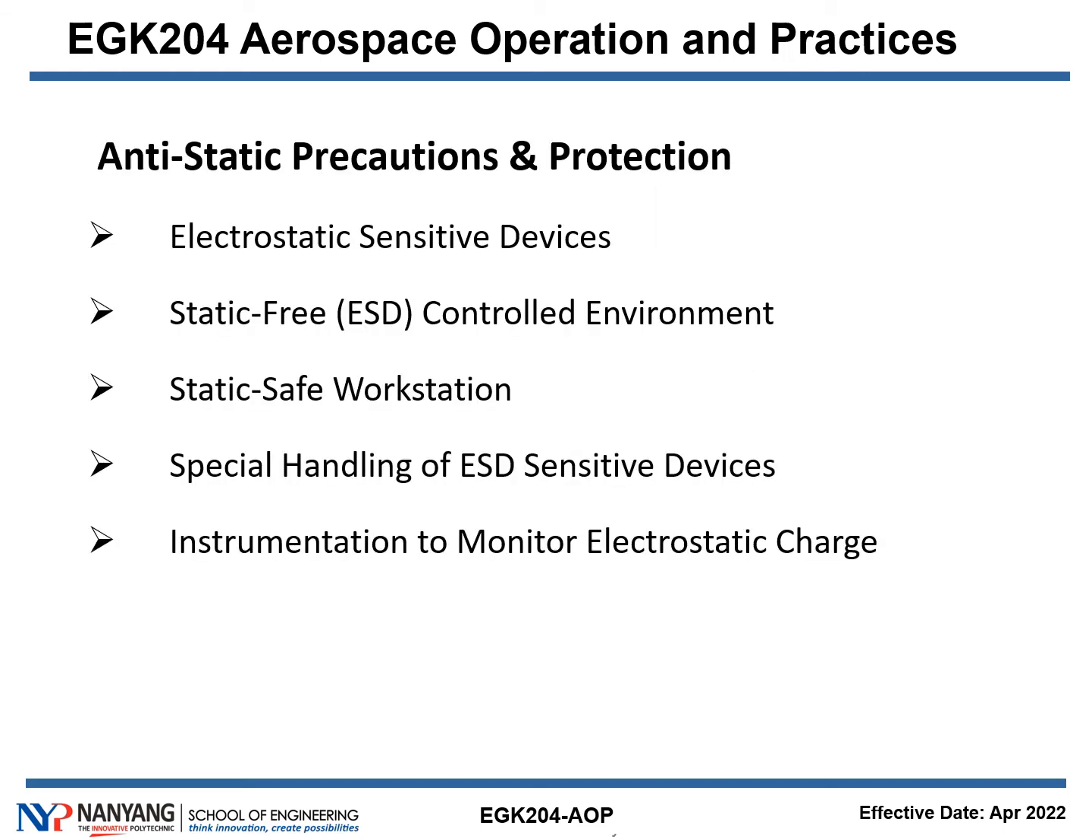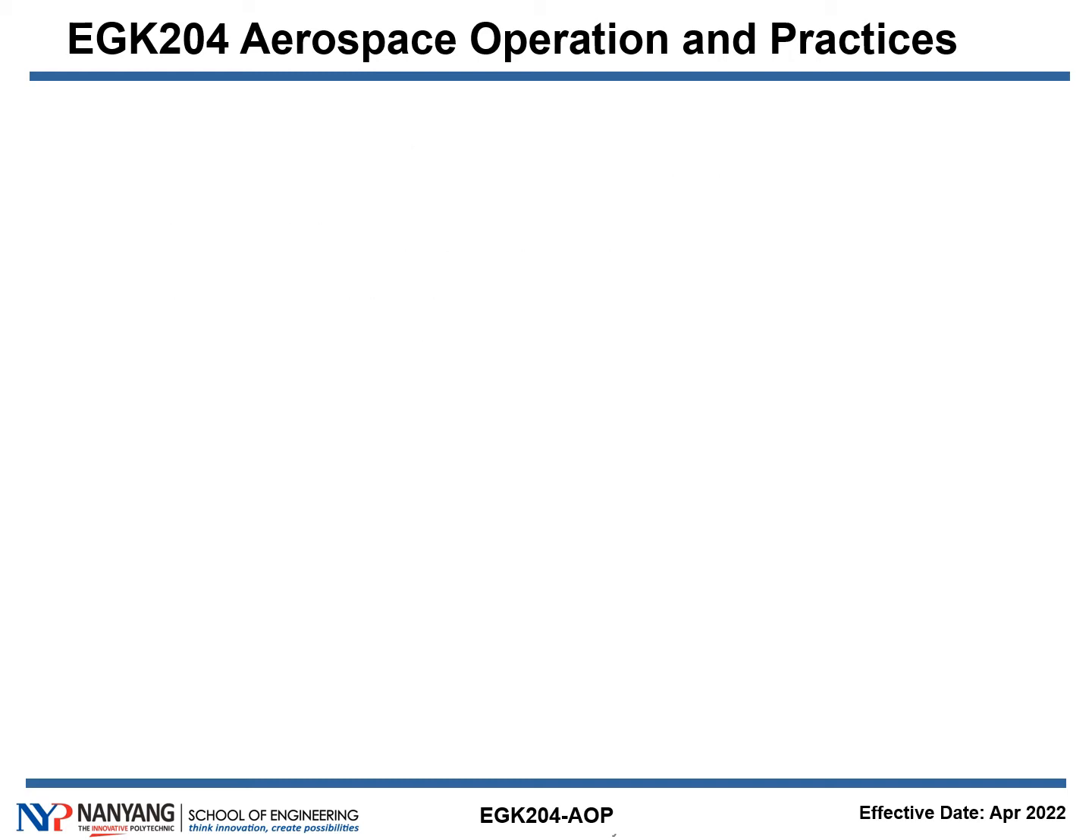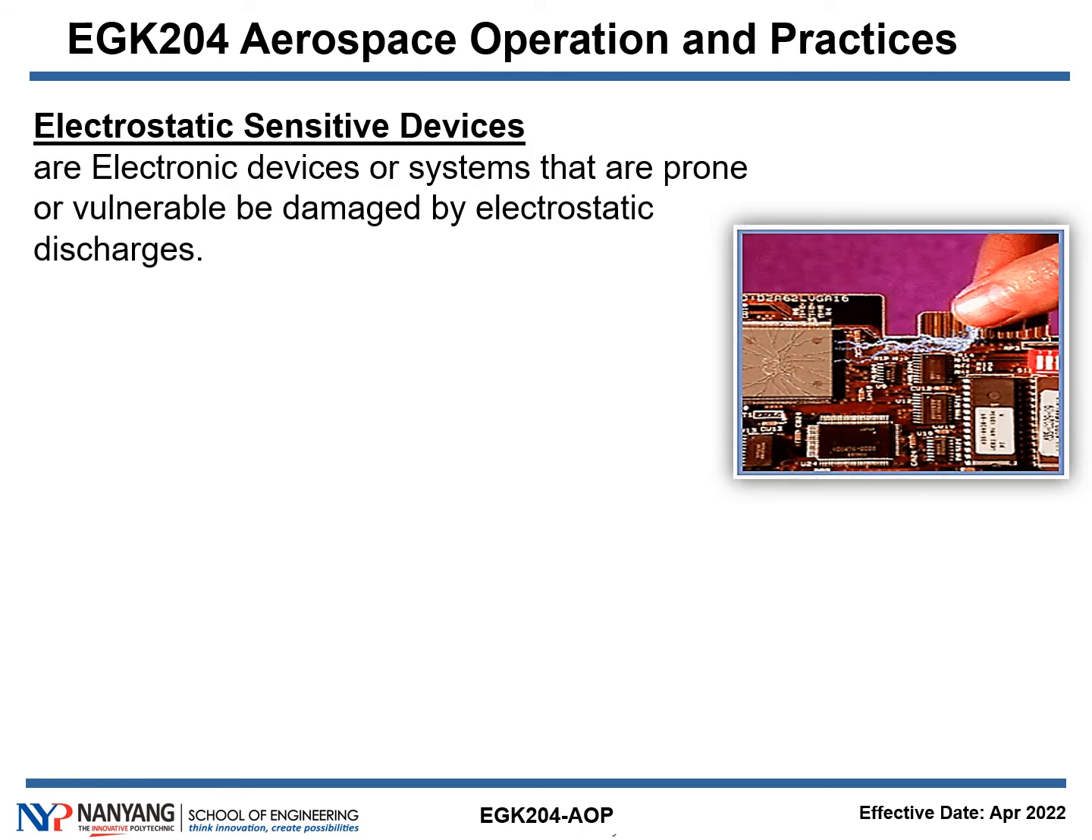Now, these are the following things that we're going to talk about in this anti-static precaution and protection. First of all, we're going to talk about what is an electrostatic sensitive device and so on. What are electrostatic sensitive devices? These are the electronic devices or systems that are prone or vulnerable to being damaged by electrostatic discharge.